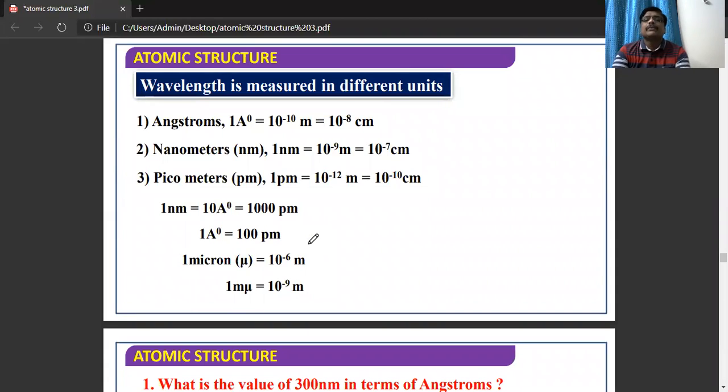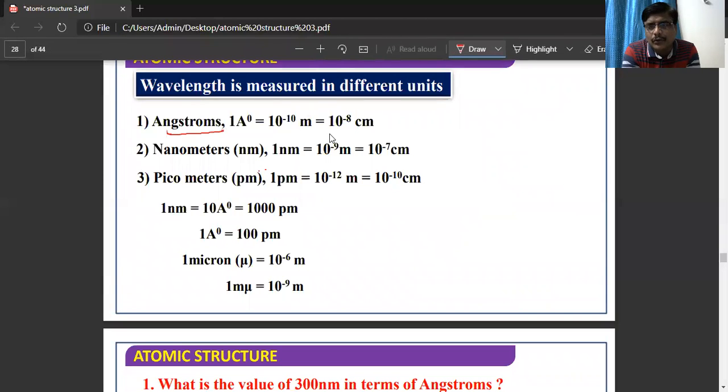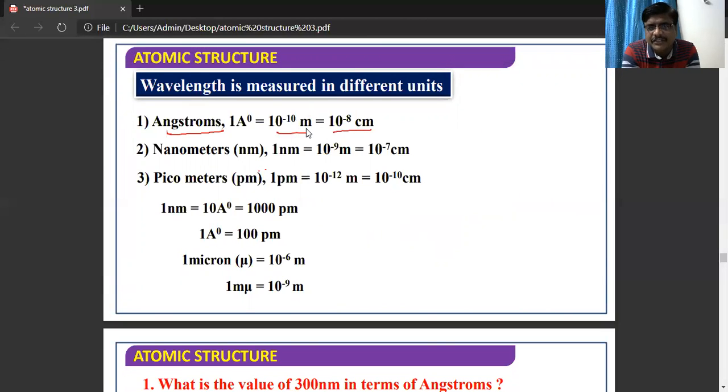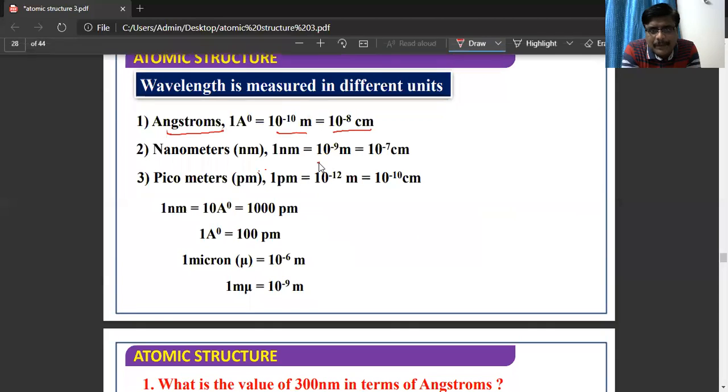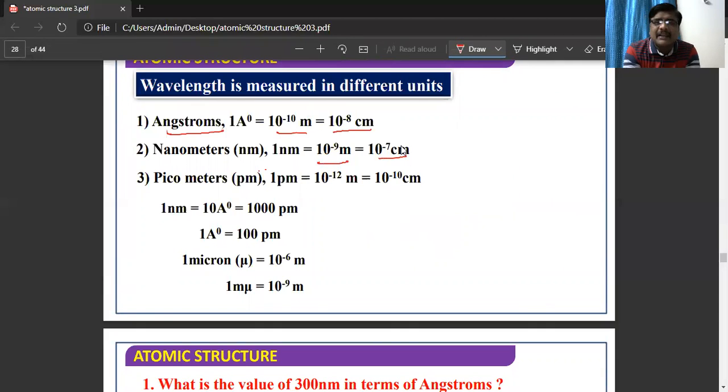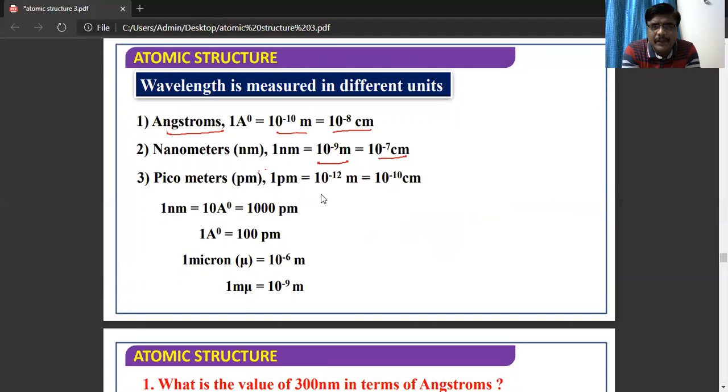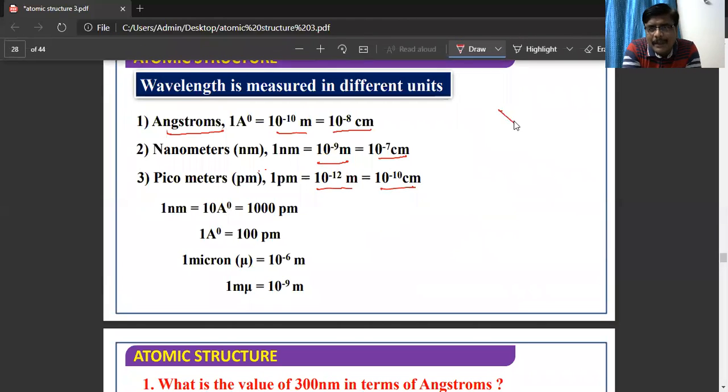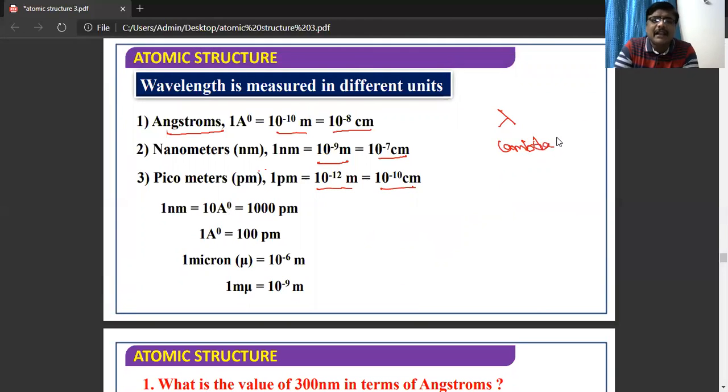If you see the units of wavelength, it is measured in different units. One is the angstrom unit: 1 angstrom is equal to 10 power minus 8 centimeters or 10 power minus 10 meters. The second unit is the nanometer: 1 nanometer is equal to 10 power minus 9 meters or 10 power minus 7 centimeters. Picometer: 1 picometer is equal to 10 power minus 12 meters or 10 power minus 10 centimeters. It is denoted by the symbol lambda.